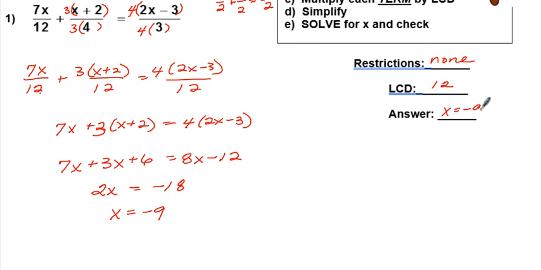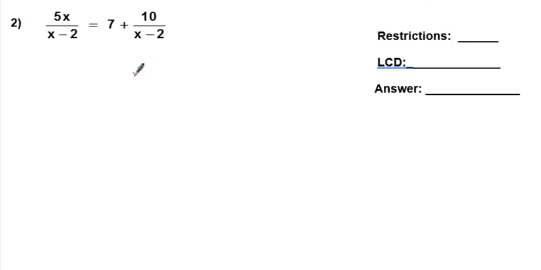And I'm allowed to write this on my number line because up here in the restrictions I didn't say x couldn't be negative 9, because I would cause a division by 0. So we always need to check before we write our answer on this line. We need to check and make sure it doesn't break any rules up here. Alright, let's get a little more difficult with the next one.